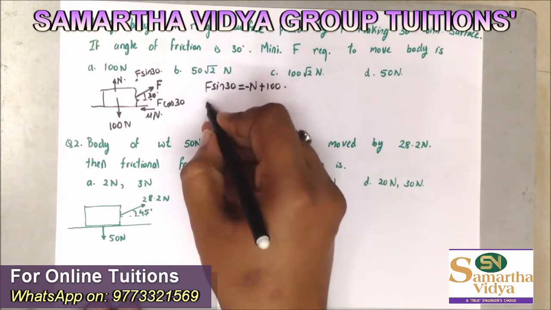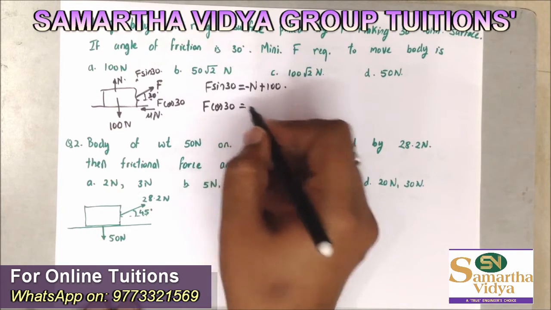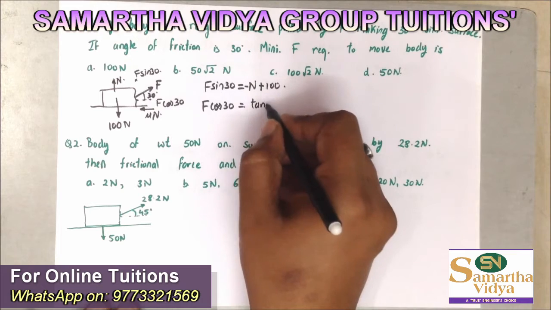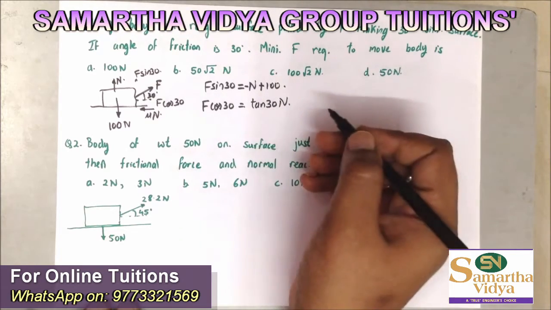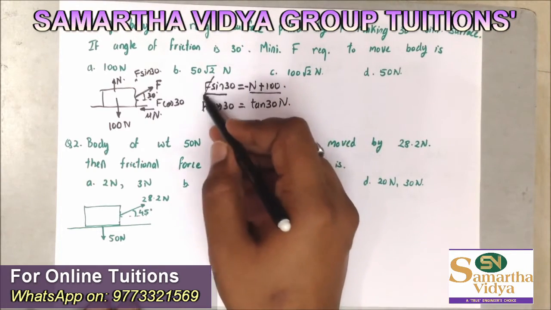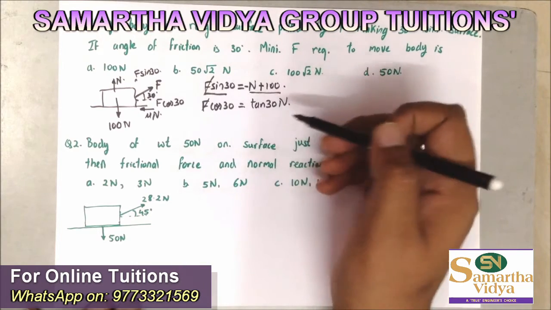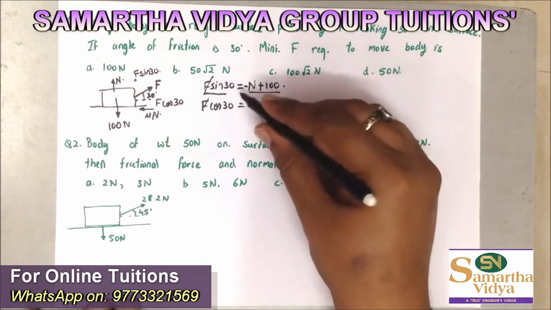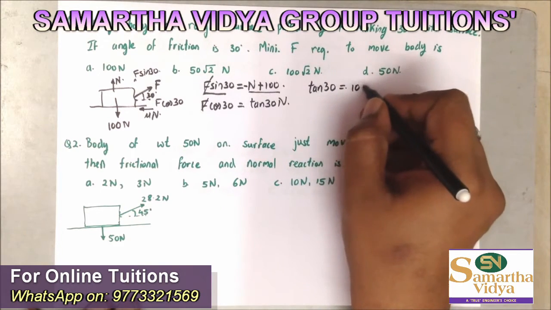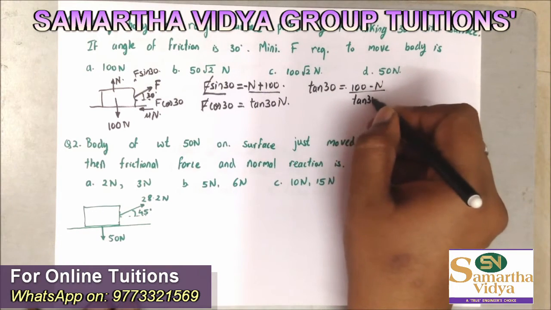Moving on to the x direction, we get F cos 30 is equal to mu n. Mu, we know, is tan 30, so it's going to be tan 30 into n. So what we can do is divide this equation, so we get rid of the F value, and from this we can calculate the n value. So finding the n value, this becomes tan 30 is equal to 100 minus n divided by, again, tan 30 into n.